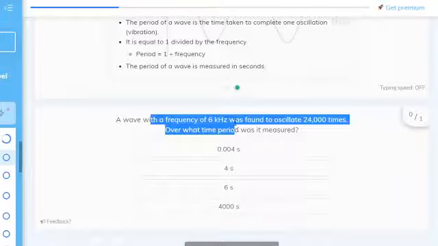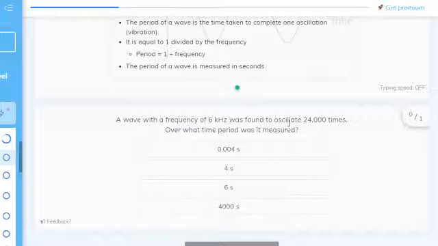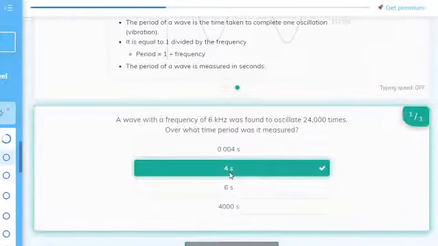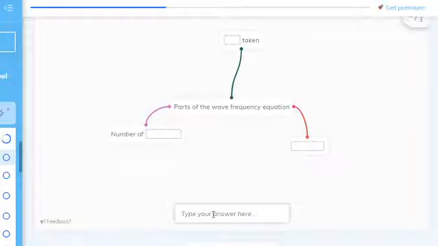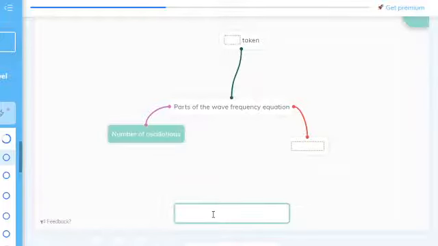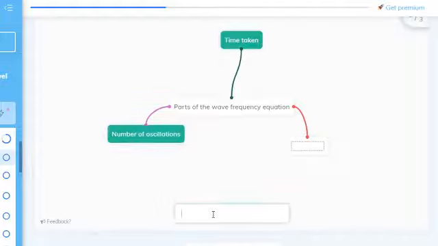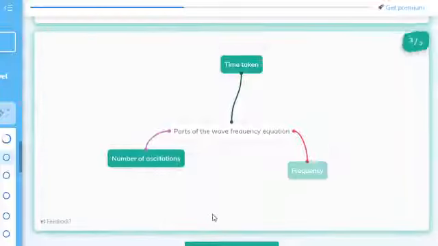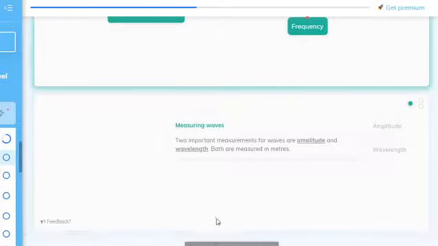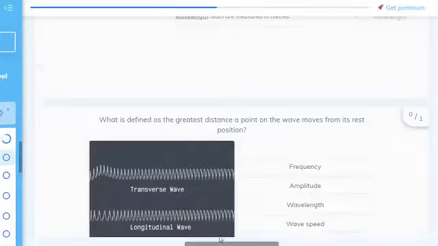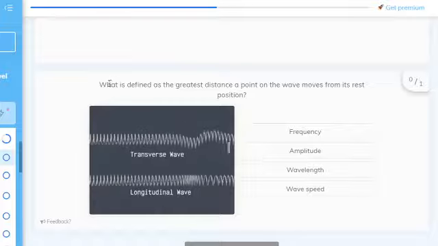A wave with a frequency of 3 kHz was found oscillating 24,000 times. Over what time period? 4, because it's 6,000 divided by 24,000, which is 4. So the parts of the wave frequency equation are: number of oscillations, time taken, and the frequency. Frequency is the number of oscillations divided by the time taken.